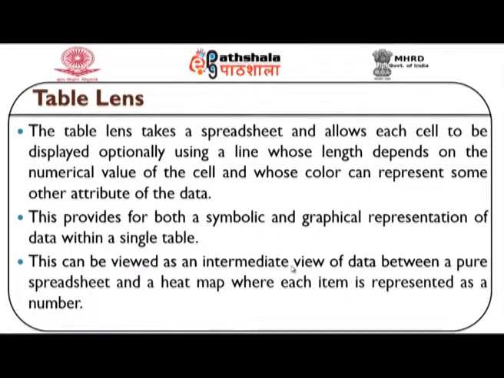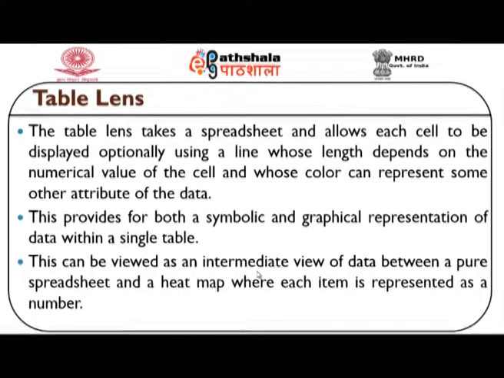The next type of visualization is a table lens. The table lens takes a spreadsheet and allows each cell to be displayed optionally using a line whose length depends on the numerical value of the cell and whose color can represent some other attribute of the data. This provides for both a symbolic as well as a graphical representation of the data within a single table. This can be viewed as an intermediate view of the data between a pure spreadsheet and a heat map, where each item is represented as a number.